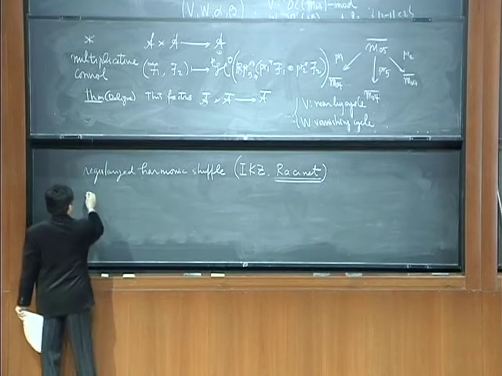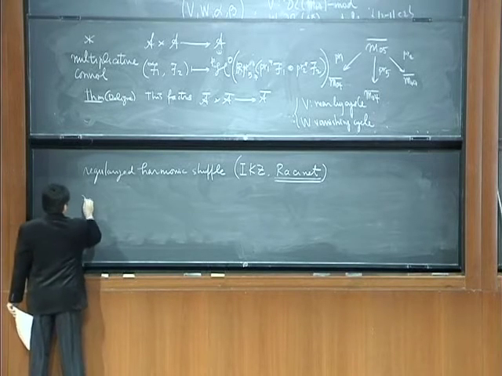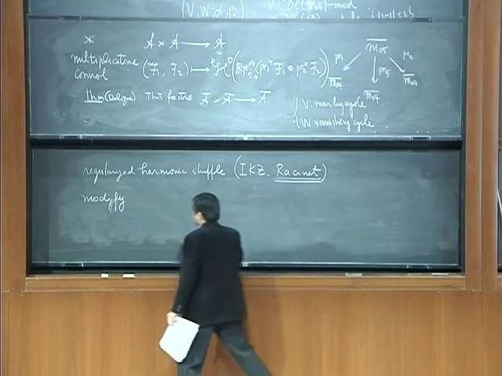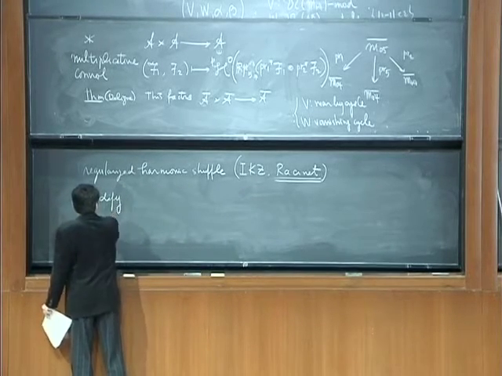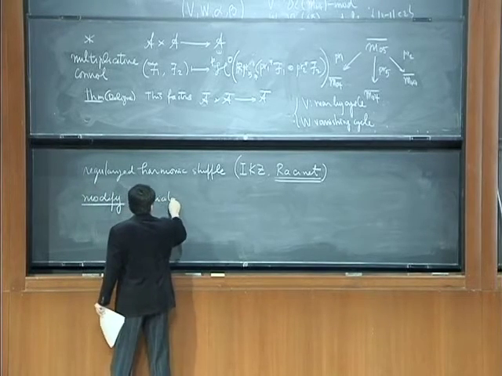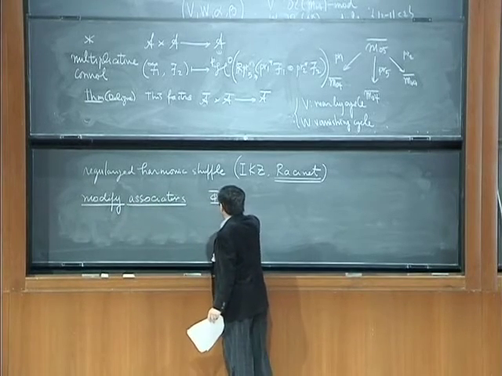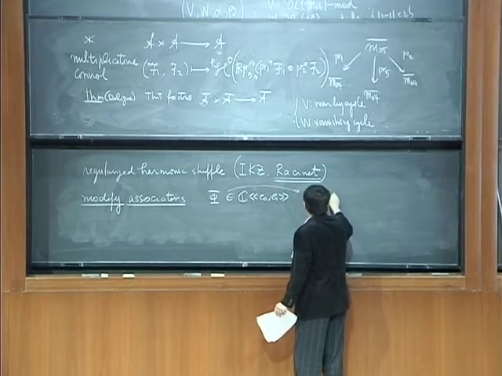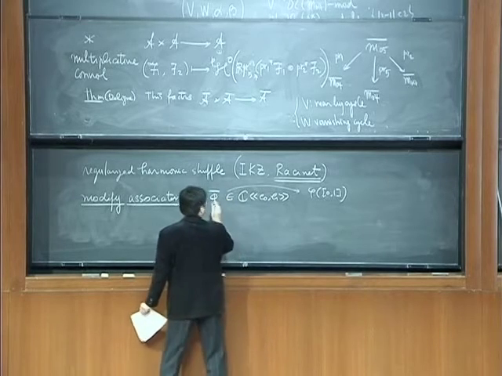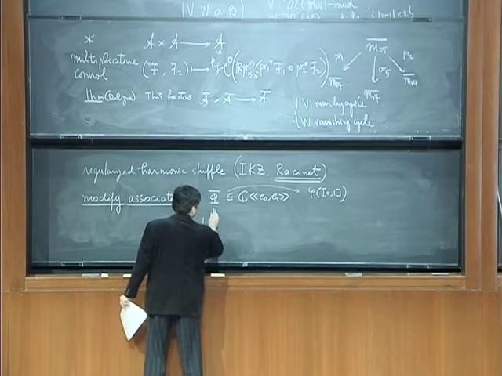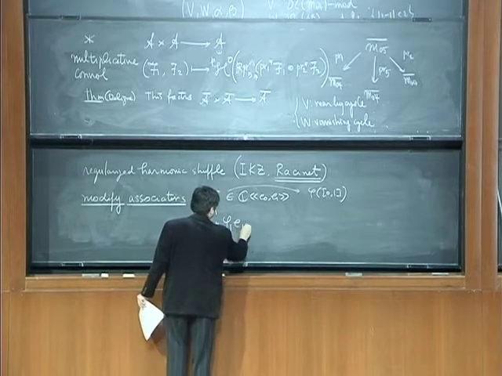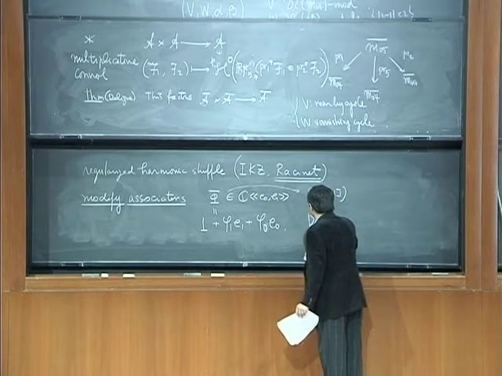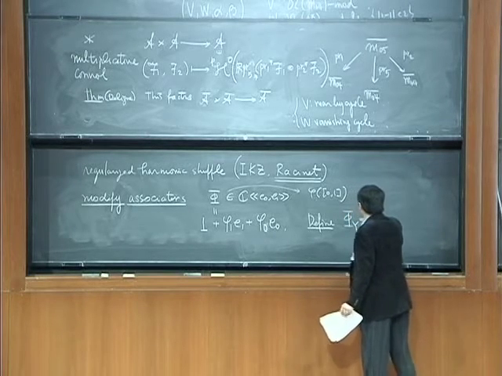To state the harmonic shuffle relation, we define a certain modification of associators. We want to modify associators. Let phi be an associator in C<<e0, e1>>. This phi corresponds to phi 0,1 in the last part of my talk. For this power series, we write it as a formal non-commutative power series like this, and we define phi y to be 1 plus phi 1 e1.